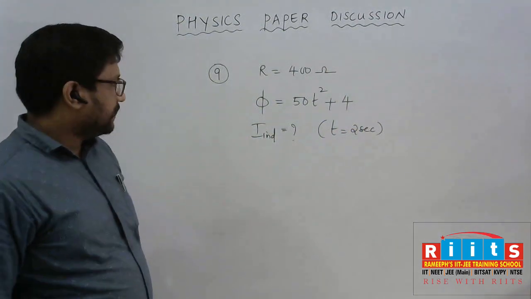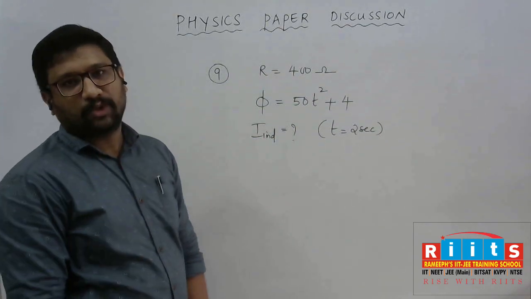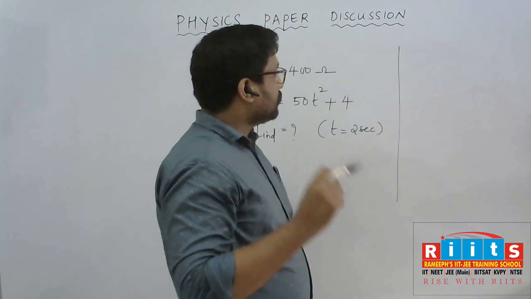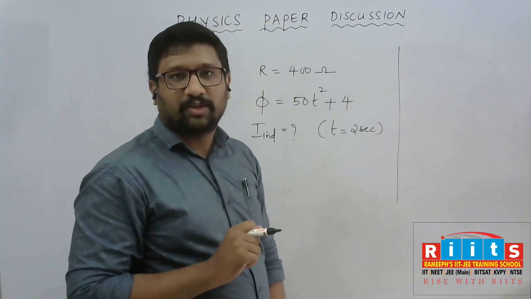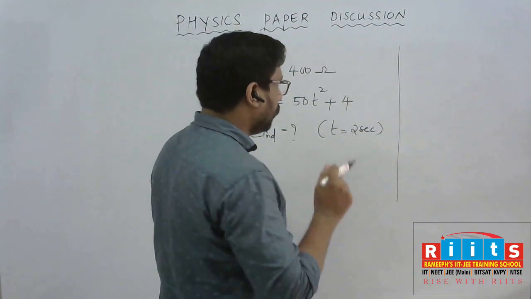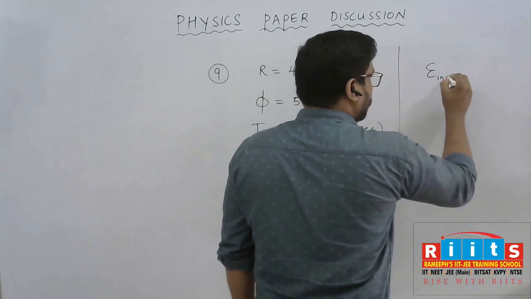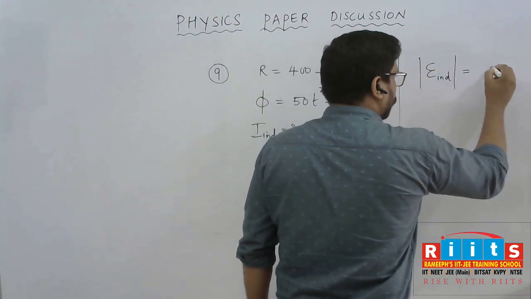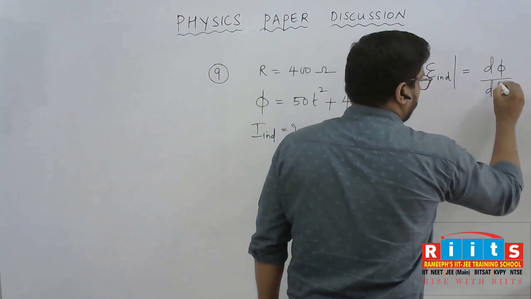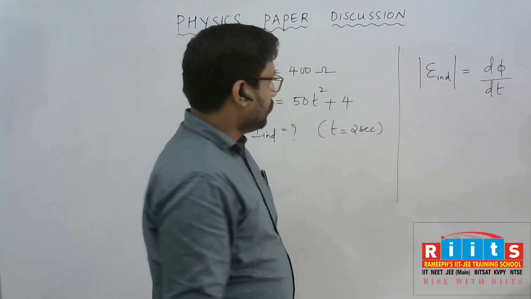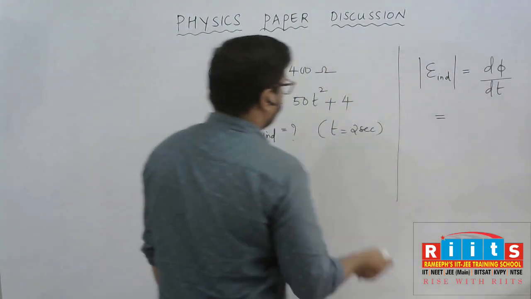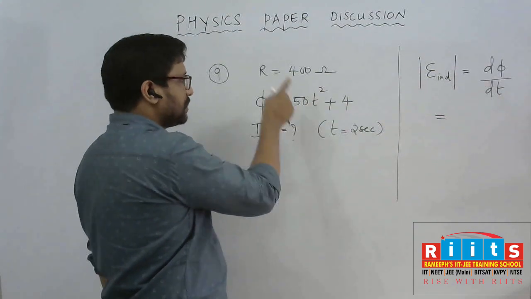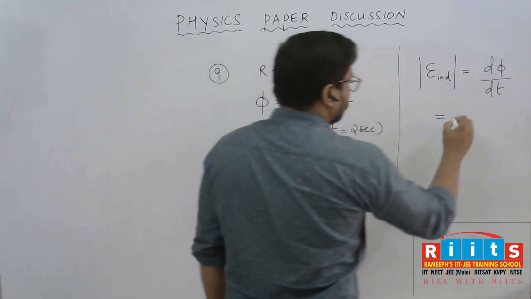How can you find out this data? Definitely this is from the chapter electromagnetic induction. In electromagnetic induction, the first and foremost thing we have studied is Faraday's electromagnetic induction law. The law says the magnitude of induced EMF because of flux change is the rate of change of flux linked with the coil. So what will be the magnitude of induced EMF from this given data? Differentiate this function phi, the flux value, with respect to time. You are getting 100 t.